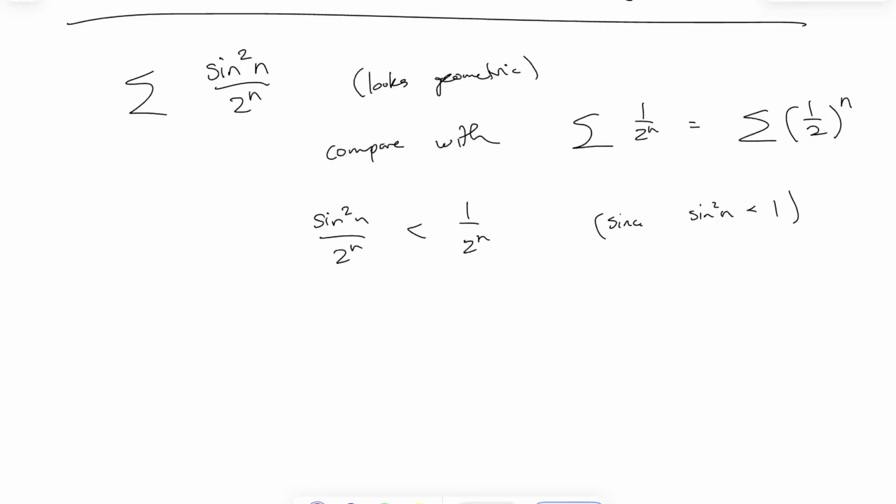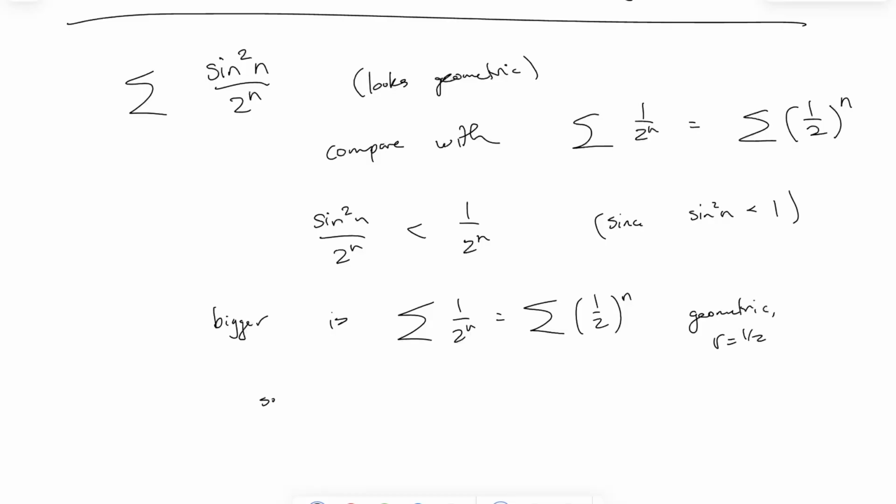So I'm comparing with this. And now what about that one? This is the bigger one. Does it converge or not? So the bigger is the sum of 1 over 2 to the n, which you can also write as the sum of (1/2)^n, right? That's geometric where the r is a half. If you can write the series as something to the n power, the r is just the number which is inside of the nth power here. So this is geometric, r equals a half. And so, does that converge or not?